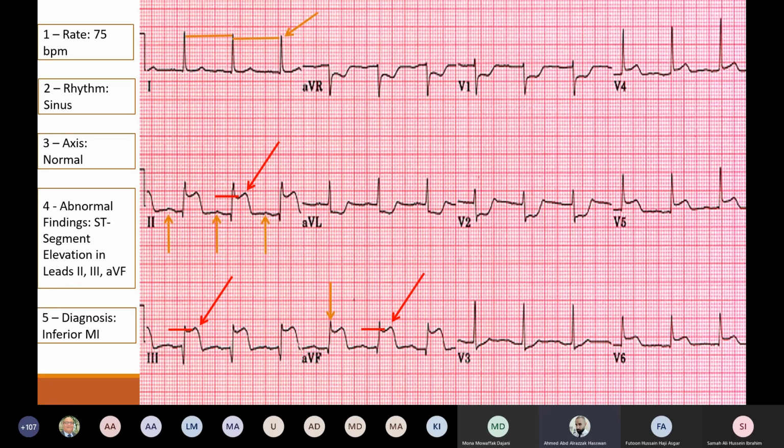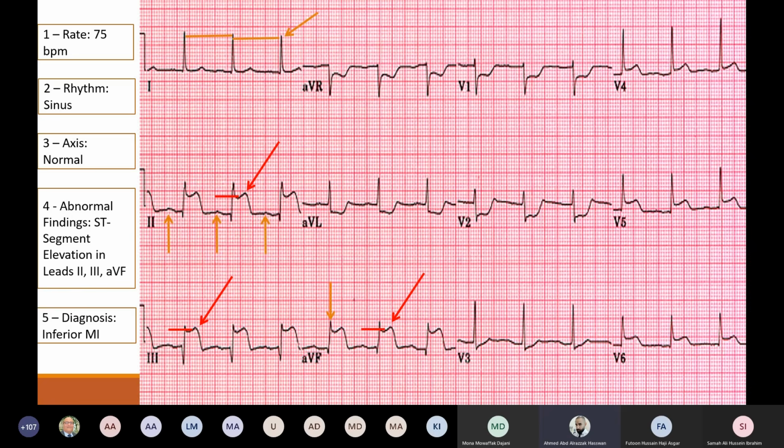So this is an inferior. The description would be, you should say ST segment elevation in leads 2, 3, and AVF. My diagnosis is inferior wall MI or just inferior MI. Yes, thank you, Lanya and all.